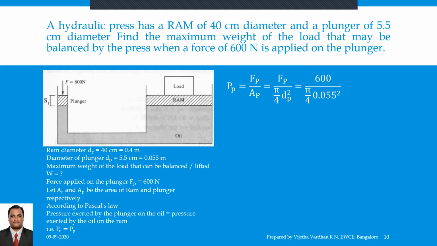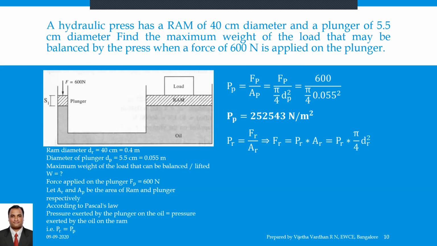The area of the plunger is calculated by pi by 4 times the diameter of the plunger squared. Why is this formula taken? Because the cross section of the plunger is a circle. Hence, the circular cross-sectional area is given by pi by 4 dp square. Upon substitution, that is 600 and the diameter of the plunger as 0.055 squared, we get the pressure on the plunger as 252,543 Newton per meter square, or 2.52 bars in simple words.